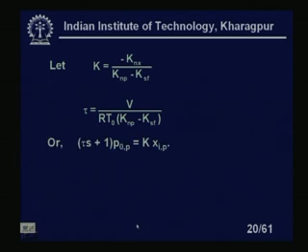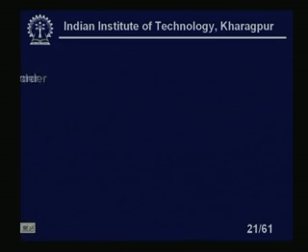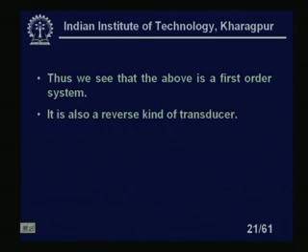Or obviously, if I make little manipulations, it will give you (tau s plus 1) Po equal to k xi p. So this will lead to a first order differential equation. If you look at the response Po with respect to xi p, it will be equal to k upon (tau s plus 1). Thus we see that it is a first order system. So I can say that the flapper nozzle system we can consider as a first order system.